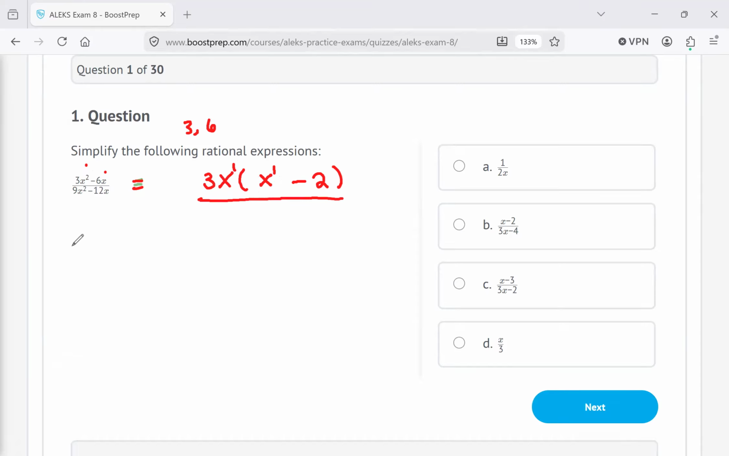9x squared minus 12x. What can you take out? So let's start with our letters, x. You have 2, you have 1, you can take out 1x. Over here, you have a 9 and a 12. You can take out 3. And wait, between 9 and 12, is that the largest you can take out, or divisible by? Yes, definitely 3.